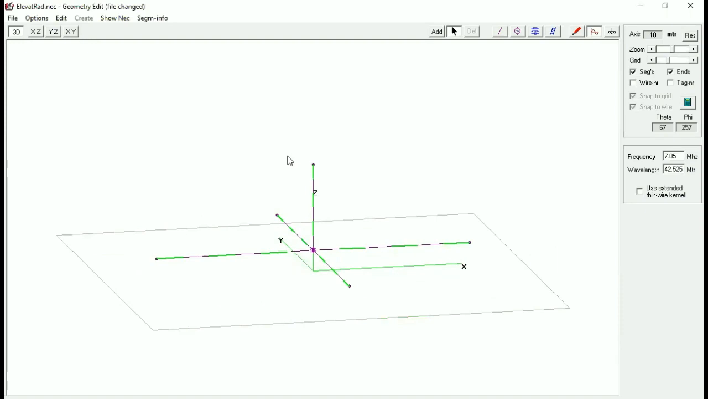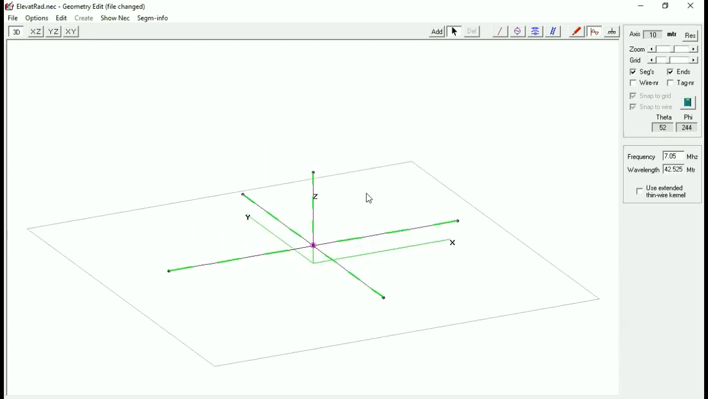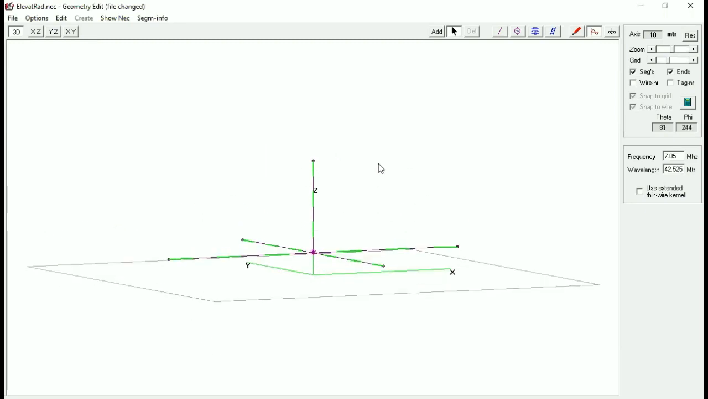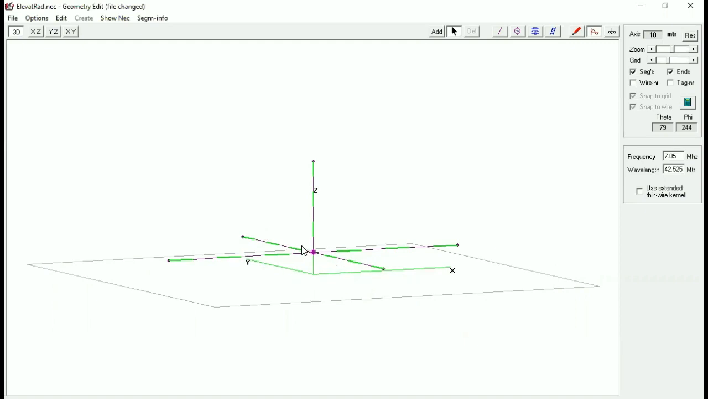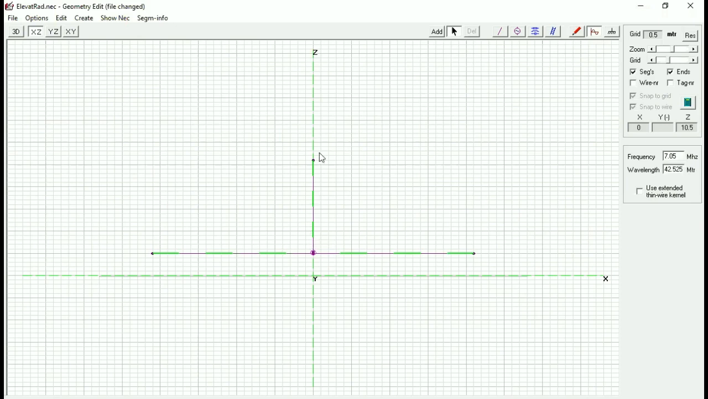So in this particular screen, which I'm showing from 4NEC2 software, I've designed one simple vertical antenna with four elevated radials for the 7 megahertz band. This is a very typical situation in my field.